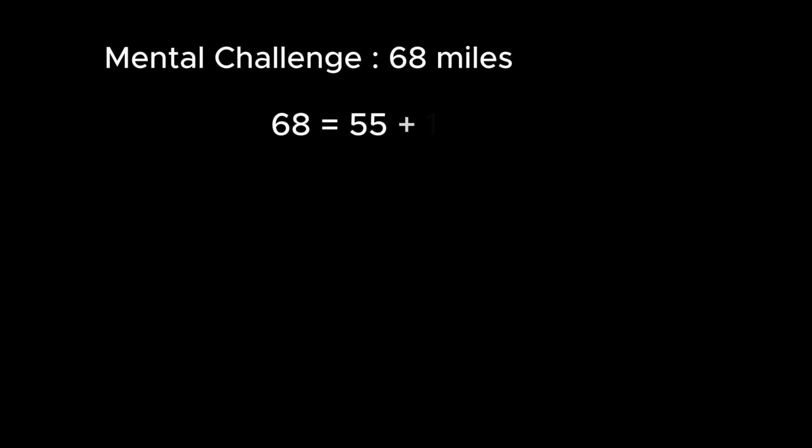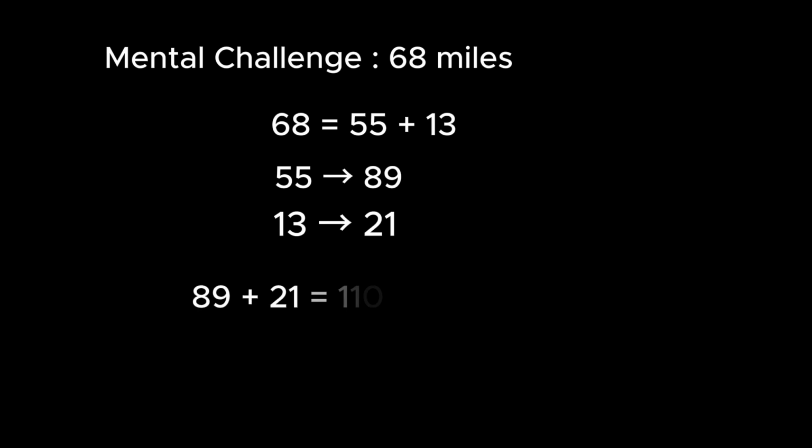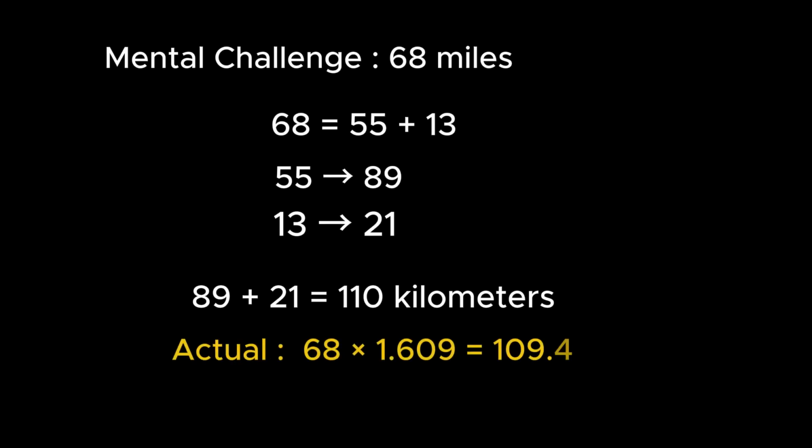68 equals 55 plus 13. 55 and 13 are both Fibonacci numbers. 55 shifts forward to 89. 13 shifts forward to 21. 89 plus 21 equals 110 kilometers. The actual calculation of 68 times 1.609 is 109.4. Our mental estimate was 110.